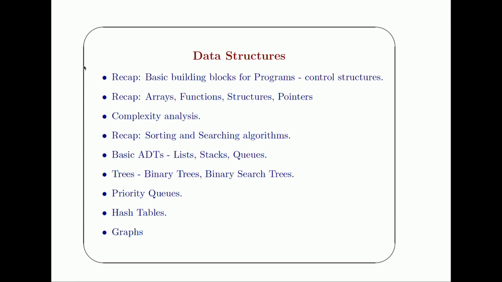Then we will also recap basic sorting and searching algorithms. We will look at primarily two types of sorting algorithms and two types of searching algorithms. Then once we have done this, and by then we are equipped with the ability to analyze programs in a big way, we will start defining what are called abstract data types.